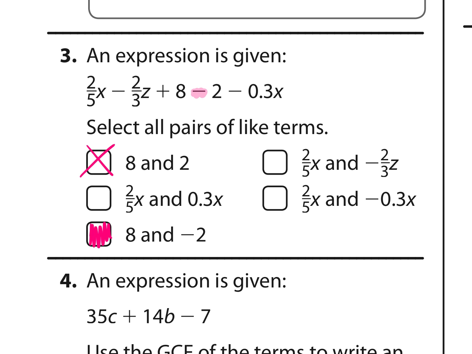They're like terms. Looking at our next one, 2/5 x and 0.3x would be like terms, but in our expression, we have this negative 0.3x. So that one doesn't work. But this choice over here does work because 2/5 x and negative 0.3x are listed in the expression. And our last one, these are both terms in the expression, but one of them has x, the other has z. They are not like terms.